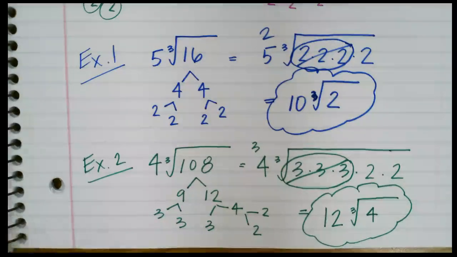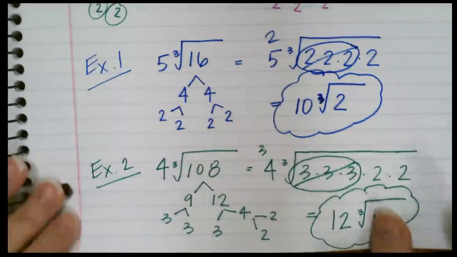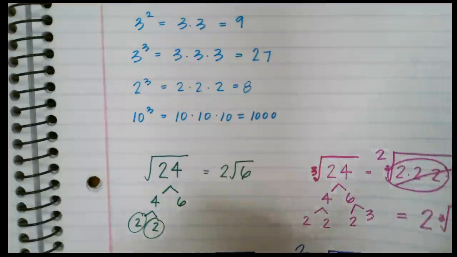All right. Next, let's try an example with variables. I'm going to go on to the next page. Hopefully you can imagine what's going to happen when we have variables: we're just going to have to take them out in groups of 3. So this should be example 3.